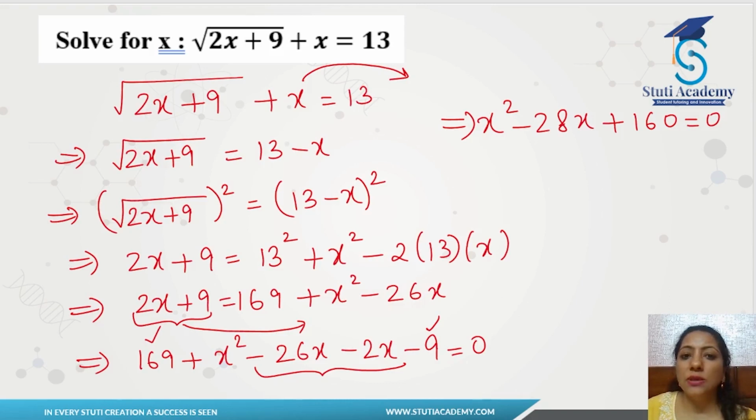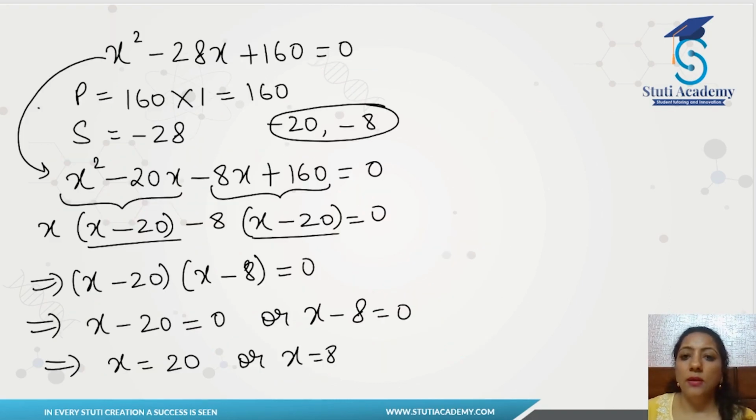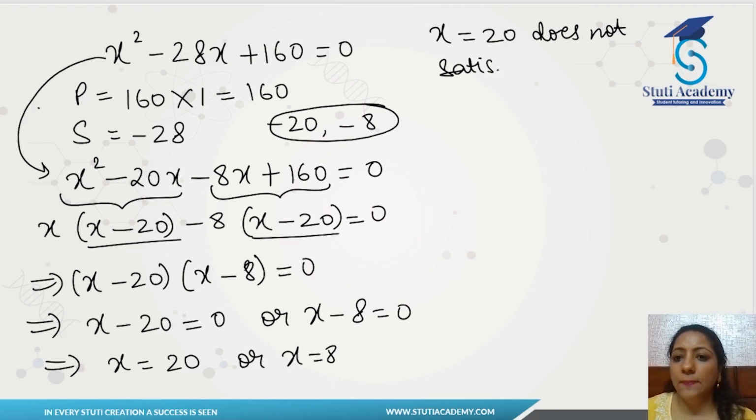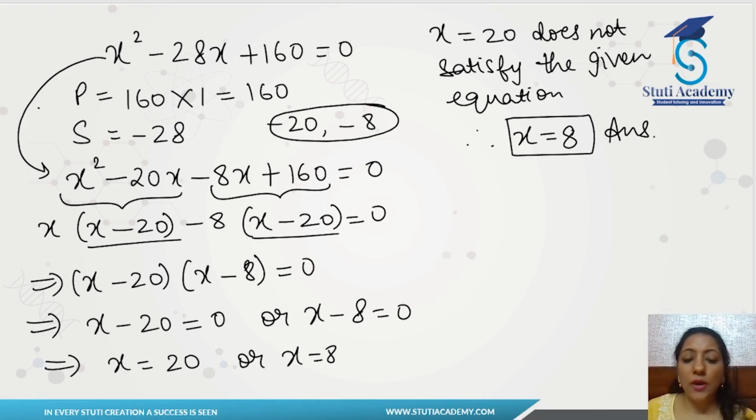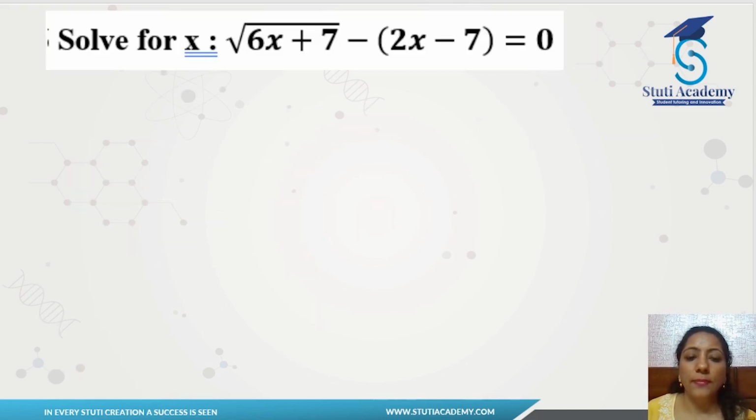Now, if we put x is equal to 20 here, this is not going to satisfy the equation. So, we will reject this. So, x equal to 20 does not satisfy the given equation. Therefore, we are going to proceed with x is equal to 8. So, we can say that x equal to 8 is the required solution. I hope students this question is clear to you. We'll solve a similar one also.